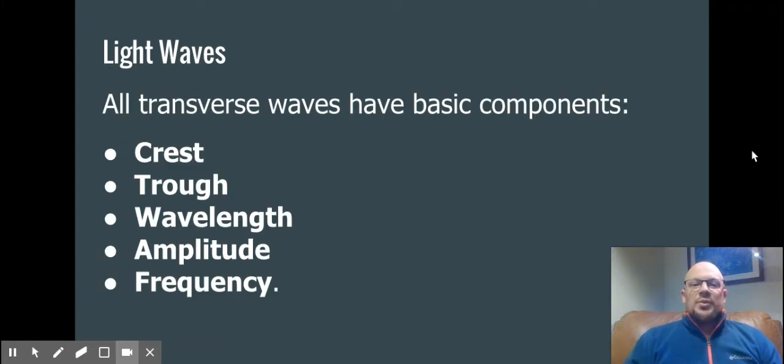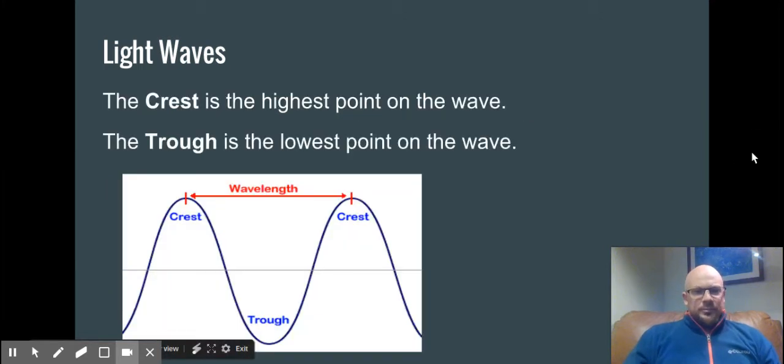All transverse waves or light waves or electromagnetic waves have basically the same components. They have a crest, a trough, wavelength, amplitude, and frequency. For the remainder of our lesson today, and what you're going to be working with when you do the Waves on a String lab, are these five characteristics of a transverse wave. So let's look at those.